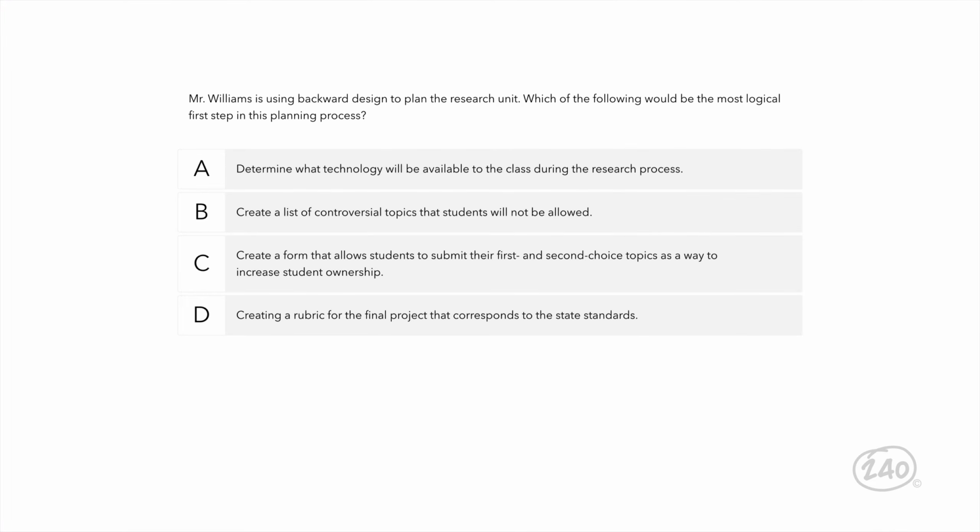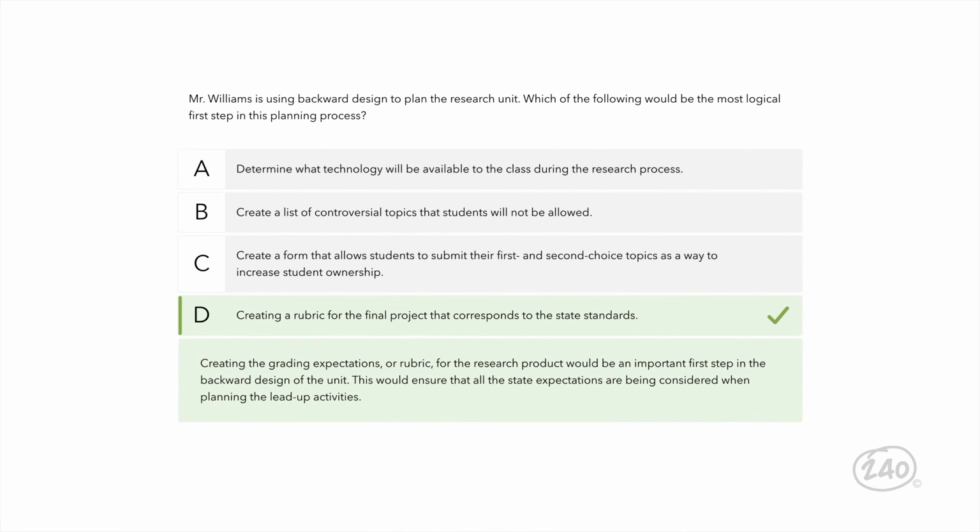The key component of backwards design is knowing the end goal before students begin their work. In this case, the teacher needs to make sure that the outcome of the project allows students to show mastery of the state standards. So starting by creating a rubric that aligns to the state standards is the best choice. Domain 1, done. Let's keep it moving. On to that second most important chunk, Domain 3.